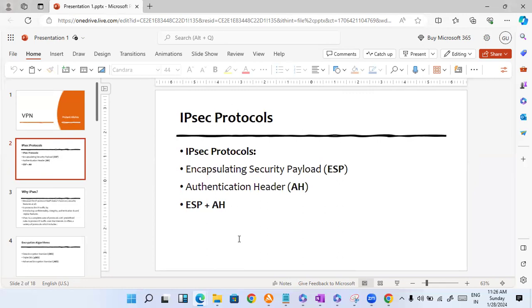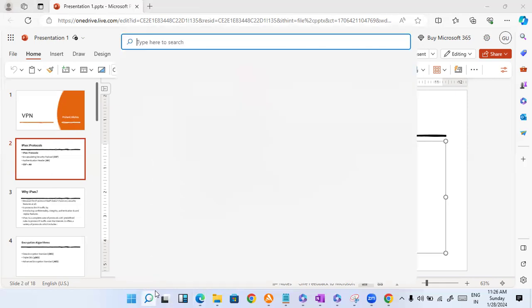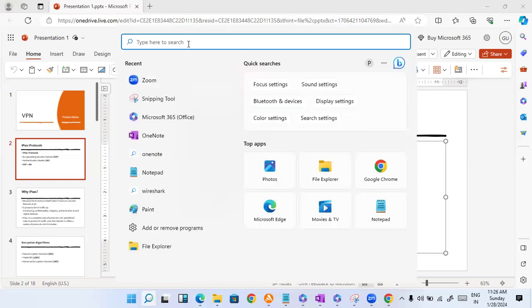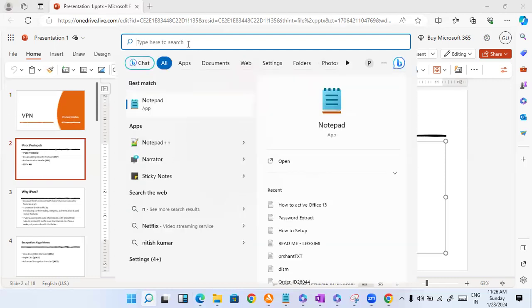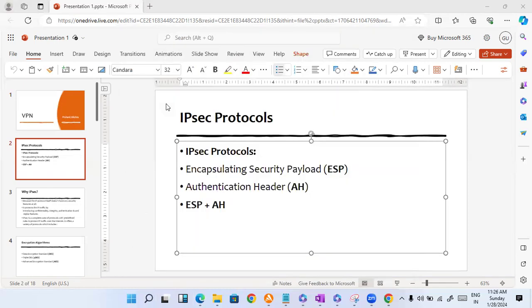Basically there are two protocols: ESP, and the authentication header. These two protocols encrypt the packets from one end to the other, between two nodes. I can explain the basic understanding.